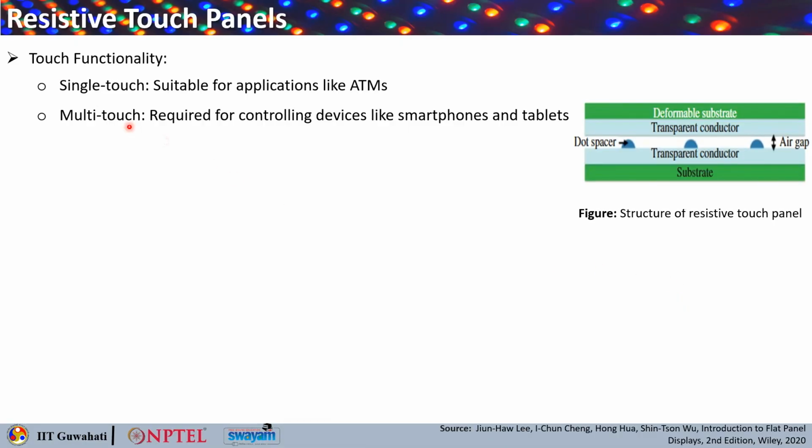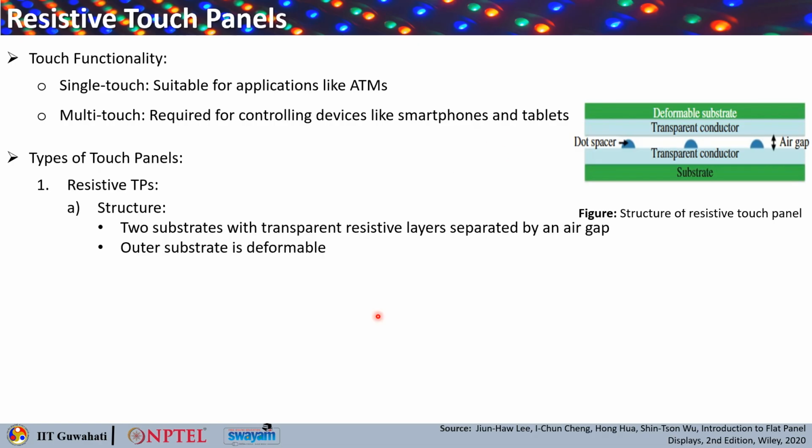The touch functionality it can detect is single touch, which you have seen in applications such as ATM machines, or you can also think of multi-touch, which requires controlling the device with multiple touches like pinch, zoom or scrolling, that you use in smartphones and tablets. So, there are different types of touch panels. The first one is the resistive touch panel.